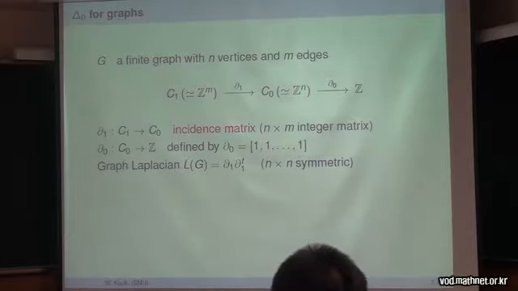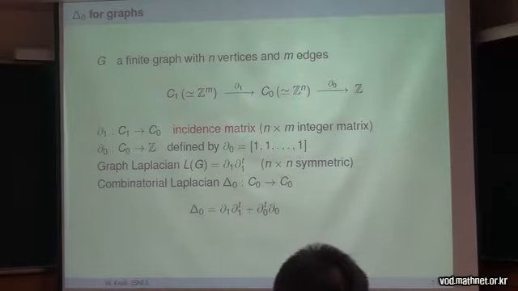So del 1 is the incidence matrix. I will talk about a more concrete example in a minute. And del 0 is an augmentation defined by the following matrix. C0 is a free abelian group generated by the vertices, so to speak, and C1 is a free abelian group generated by the edges, the oriented edges. Now, the so-called graph Laplacian is the composition of del 1 transpose and del 1. So that's the graph Laplacian that we talk about in graph theory.